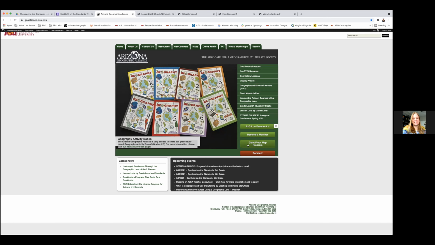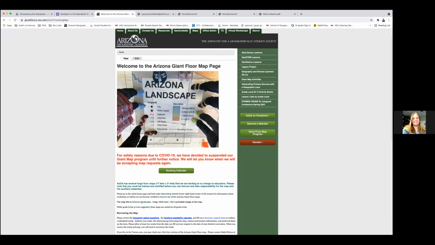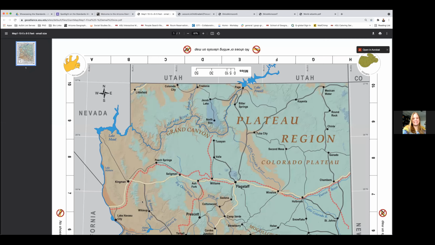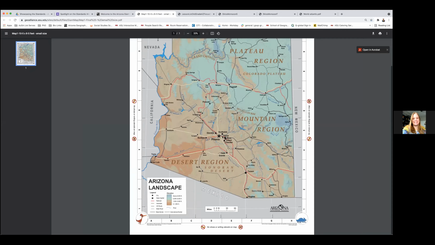So we have a giant floor map. We have a map of Arizona, and my internet needs to behave. A giant floor map that is 17 feet by 22 feet. So we'll need to go in a library or a gymnasium. But this map is a landscape map of Arizona that looks like this. So it is one that you unfold. And we offer it free to teachers who have had a training.